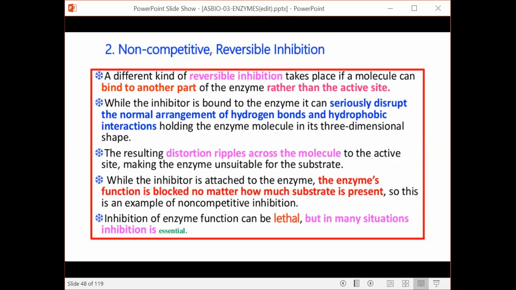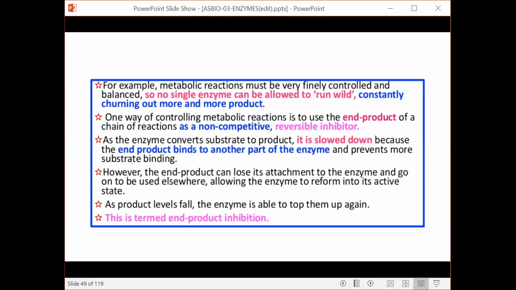So inhibition of enzyme can be lethal too, as the last statement says, but it is required depending on the situation. As I was explaining, we don't want the enzyme to run wild, that means churning out product after product. So hence inhibitors are there. So what will a non-competitive inhibitor do? It will bind somewhere else and stop the process.